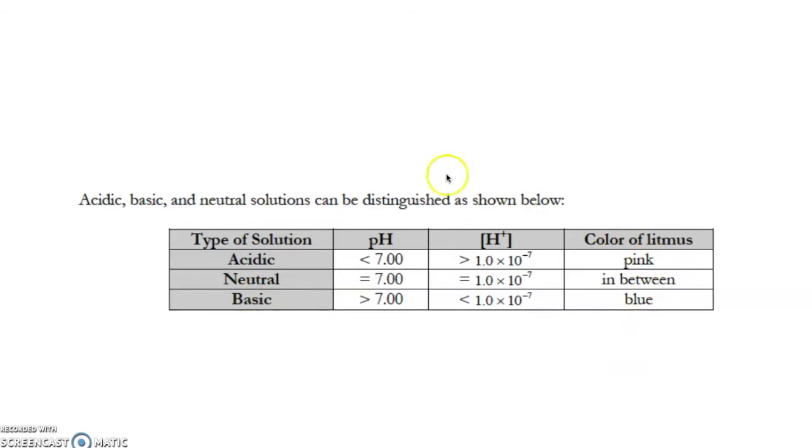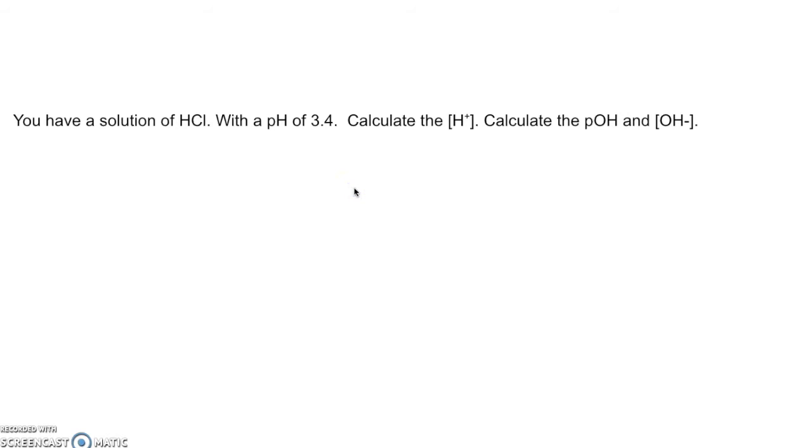Litmus color indicators, I think you've dealt with indicators before. I'm not really concerned about indicators today, but to decide what is acidic, basic, or neutral, I usually look at just pH. That's how I would find that. So here's a couple that we'll do. You have a solution of hydrochloric acid with a pH of 3.4. What is the hydrogen ion concentration? What's the pOH? And what's the hydroxide ion concentration?